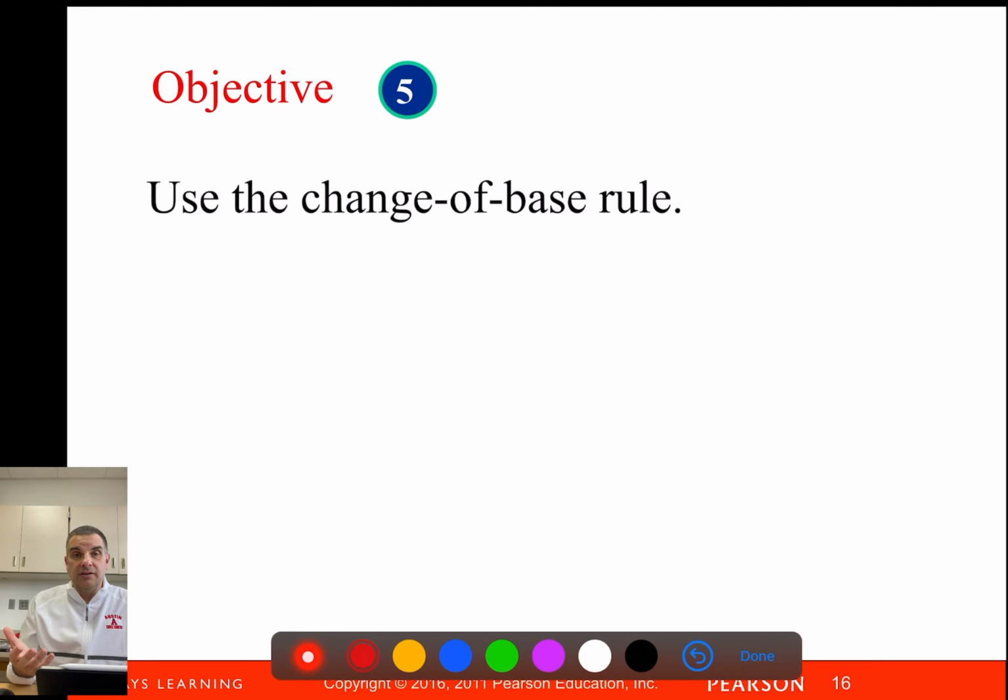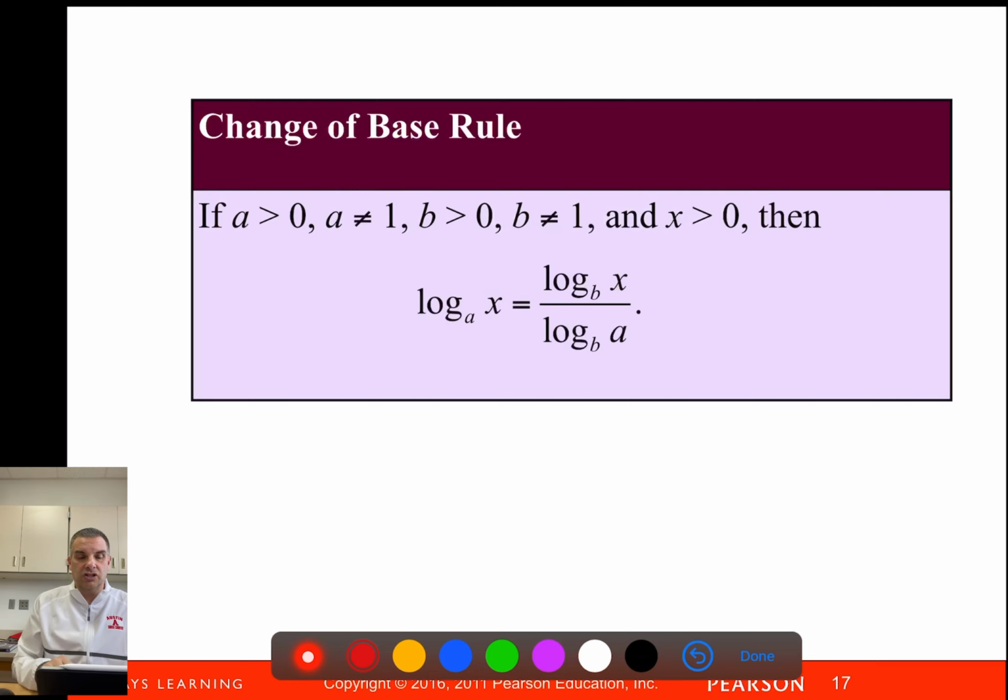Now, what happens if it doesn't have a base of 10? If it doesn't have a base of 10, we have to use what's called the change of base rule. What the change of base rule says is this. It says log base a of x, and a can be anything, your base can be anything, is going to equal log base b of x over log base b of a.